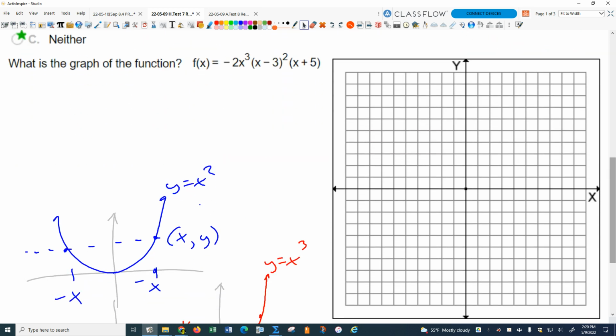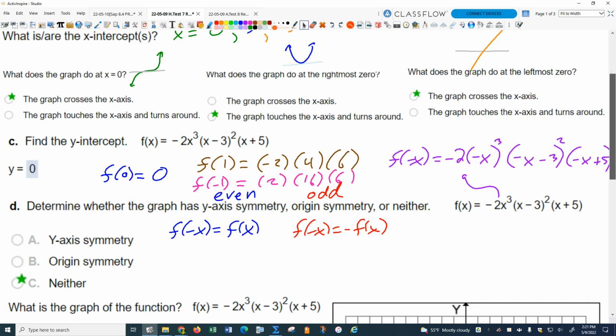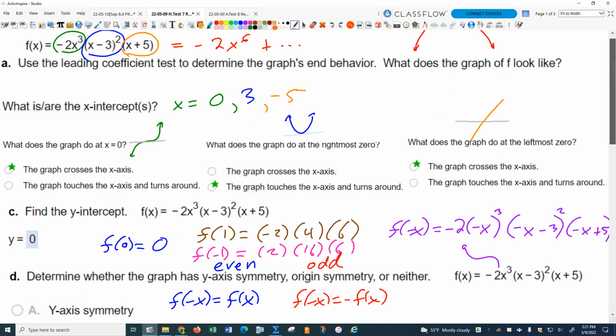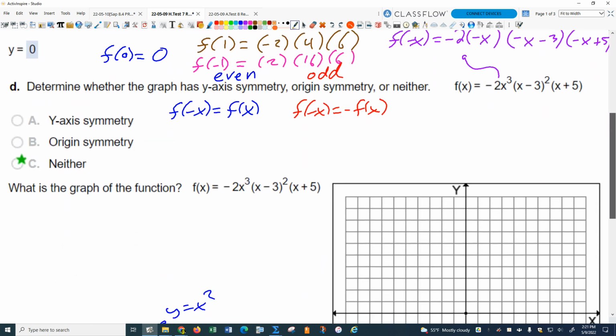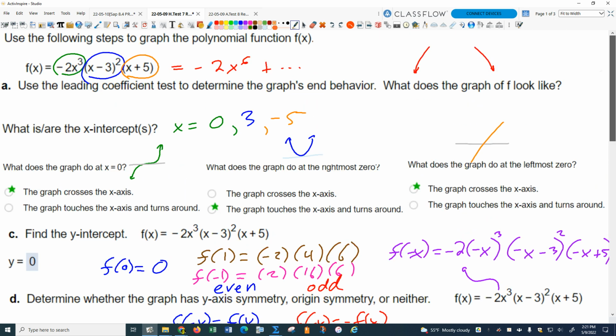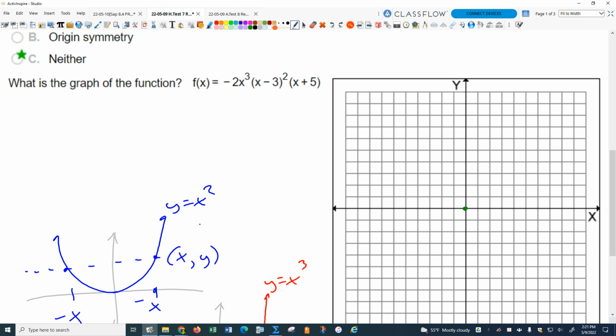Let's do the graph. You guys already told me the x-intercepts. You told me the x-intercepts were 0, 3, and negative 5. What were my colors there? 0, green, blue, orange. So 0, 3, and negative 5. So those are our x-intercepts.